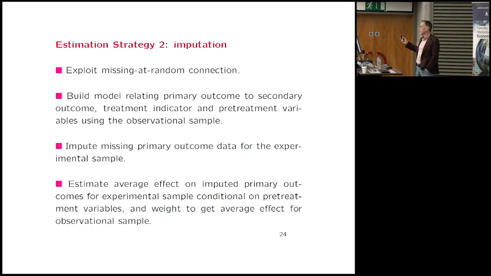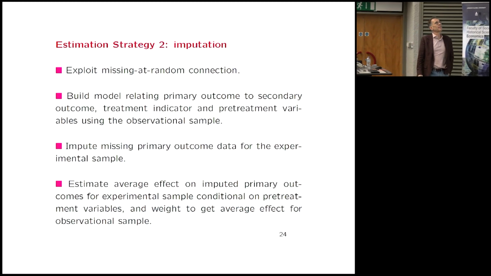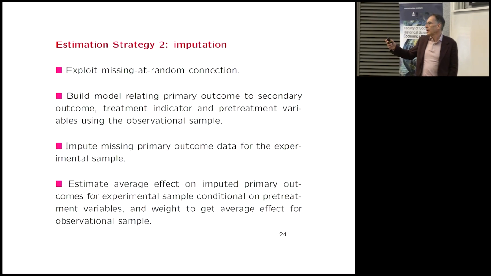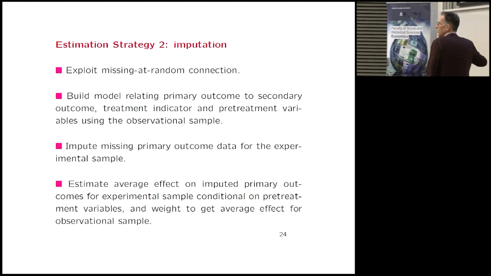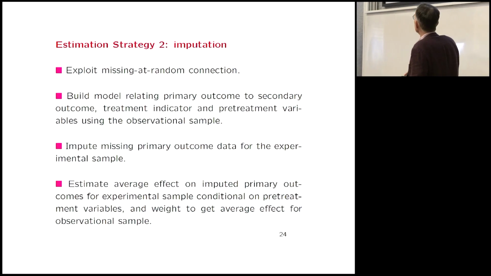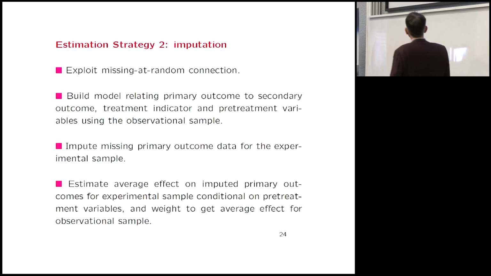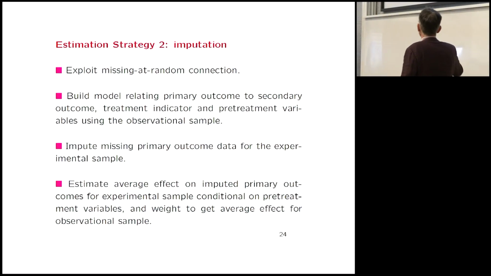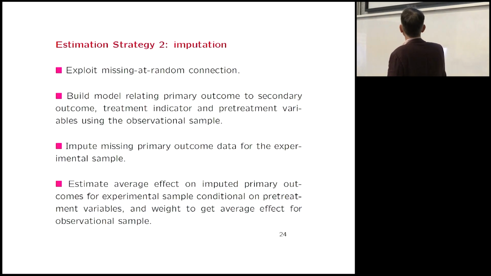Second, the strategy is just to directly exploit the missing at random connection. And so we could estimate a flexible model for the relationship between 8th grade scores and all the other variables, and then use that to impute the 8th grade test scores in the Project STAR sample, and then proceed, given that, and estimate the average effect there.